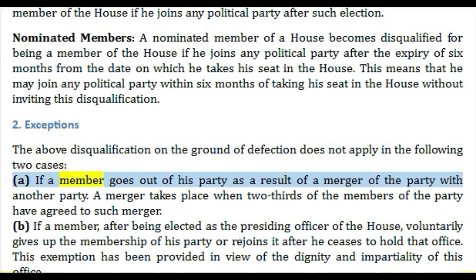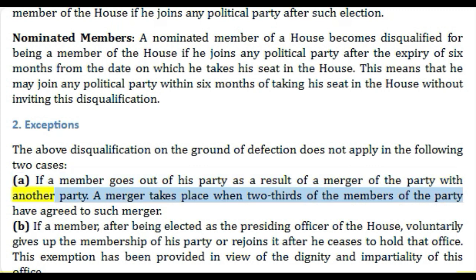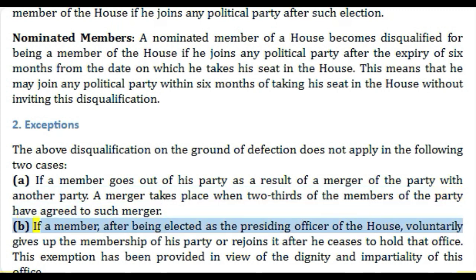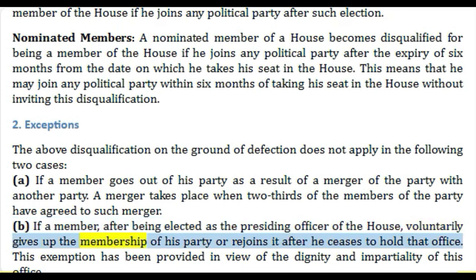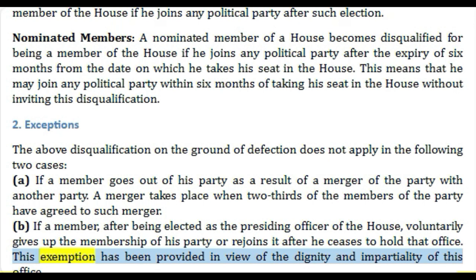A. If a member goes out of his party as a result of a merger of the party with another party. A merger takes place when 2/3 of the members of the party have agreed to such merger. B. If a member, after being elected as the presiding officer of the House, voluntarily gives up the membership of his party or rejoins it after he ceases to hold that office. This exemption has been provided in view of the dignity and impartiality of this office.